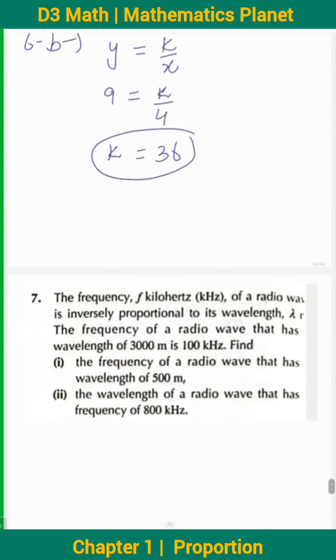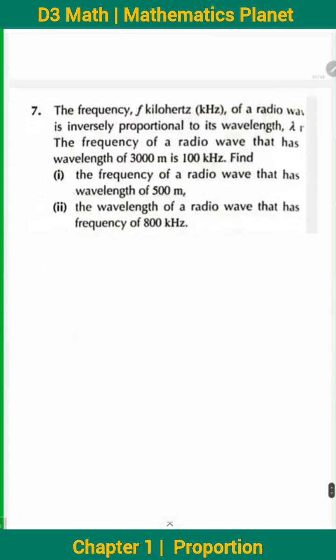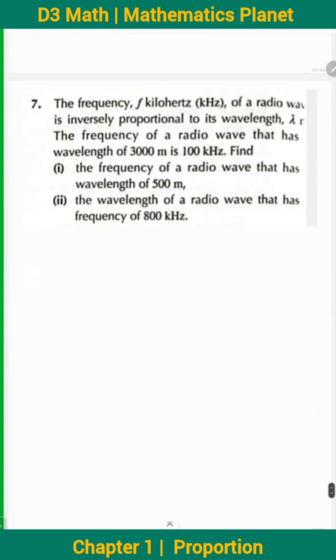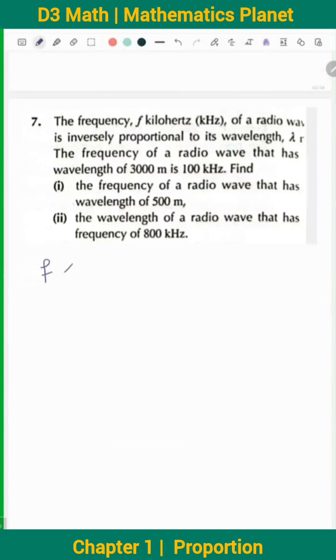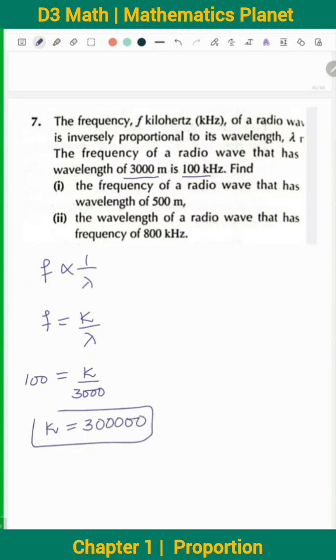Okay, the frequency f kilohertz of a radio wave is inversely proportional to the wavelength lambda. So we have frequency which is inversely proportional to lambda, meaning f is equal to k by lambda. The frequency of a radio wave that has a wavelength of 3000 meters. So wavelength is 3000 meters and 100 kilohertz is the frequency. So what will be the value of k? This will be the value of k. So 300.